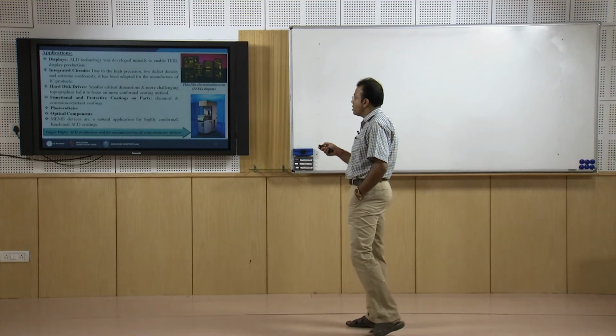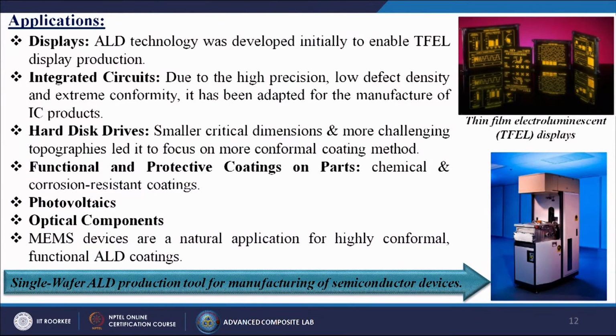Generally, ALD technology was developed initially to enable TFEL display production. Integrated circuits: due to high precision, low defect density and extreme conformity, it has been adapted for the manufacture of IC products. Hard disk drives: smaller critical dimensions and more challenging topographies led it to focus on more conformal coating methods. Functional and protective coatings on parts, chemical and corrosion resistant coatings.